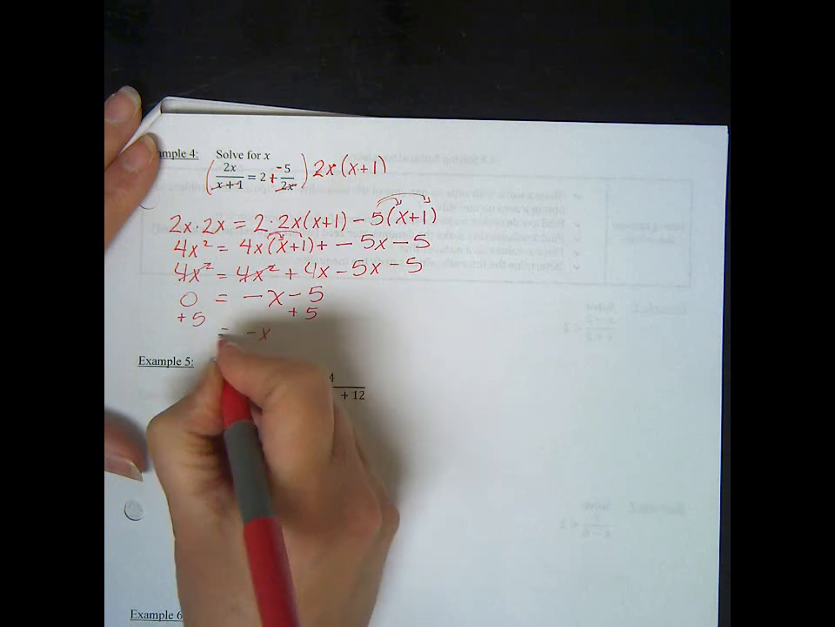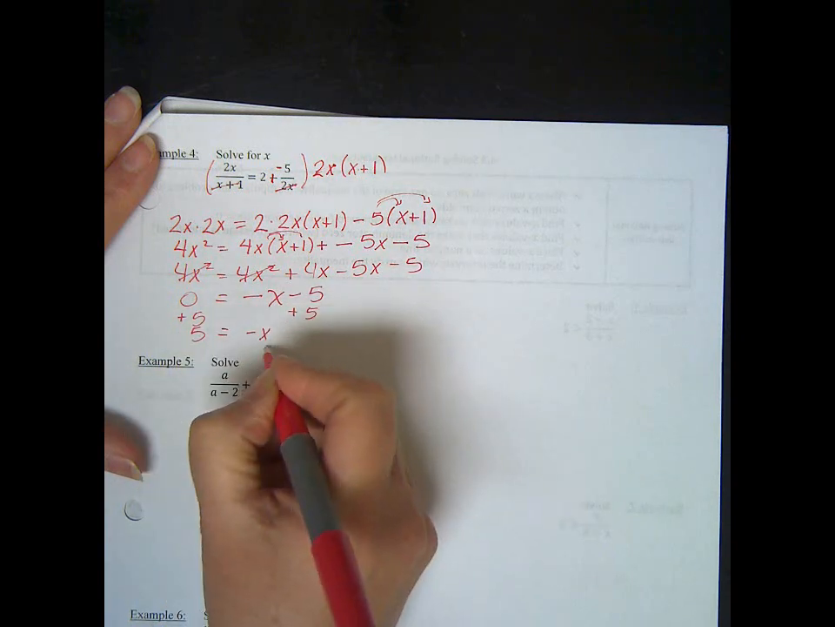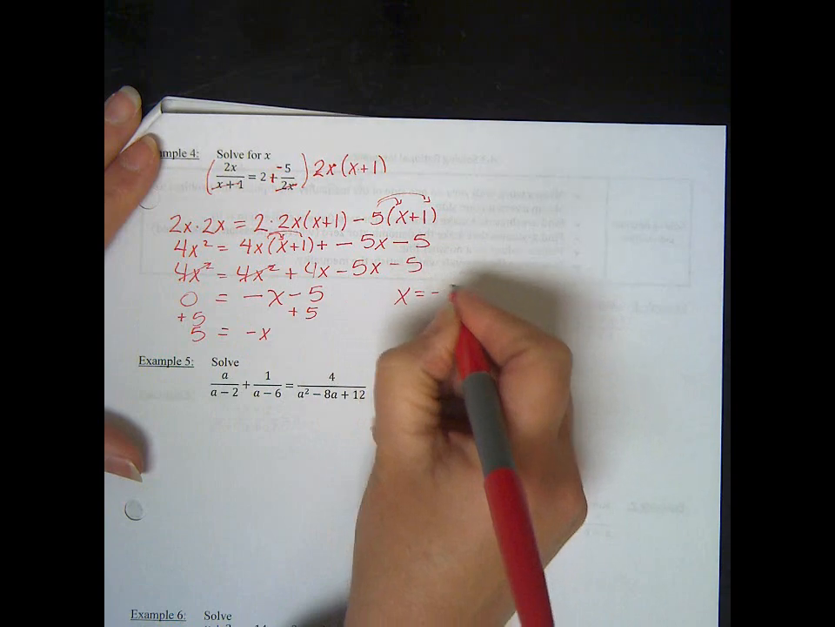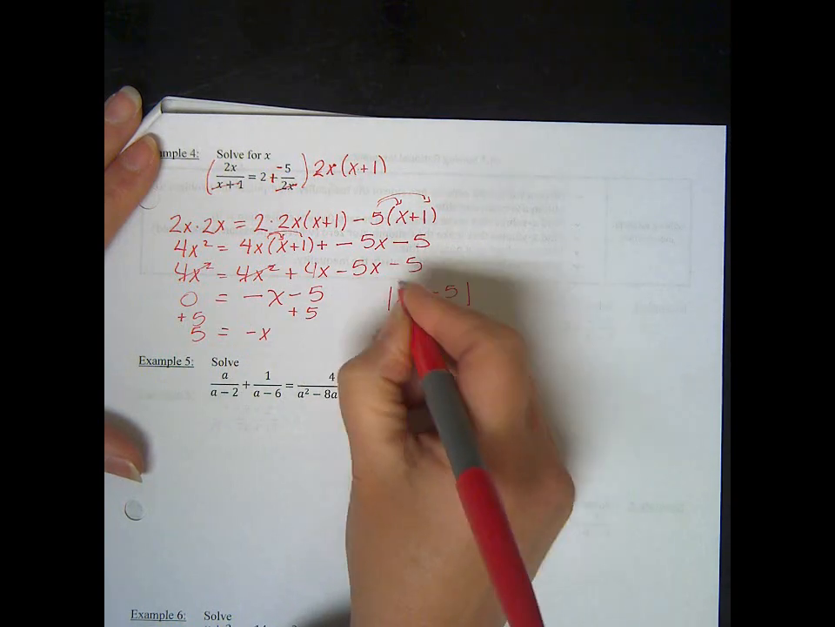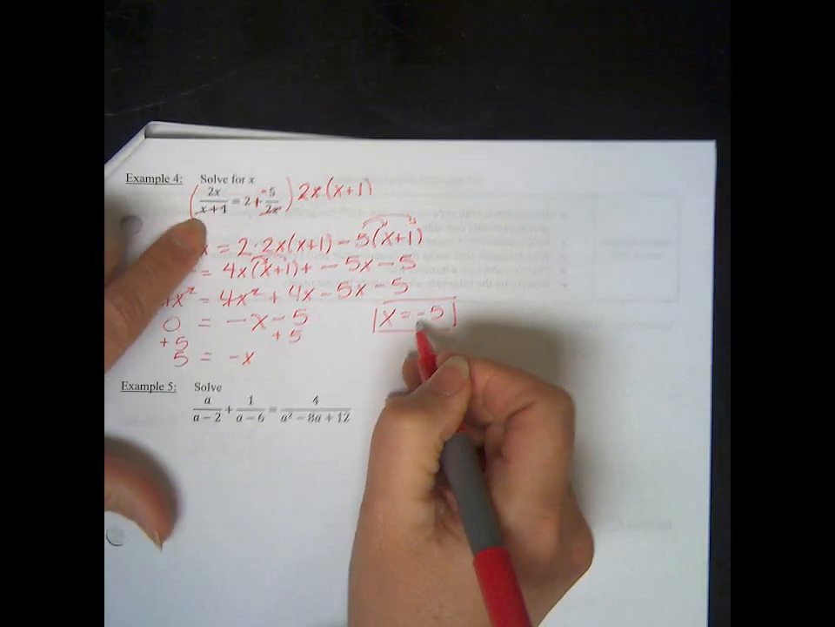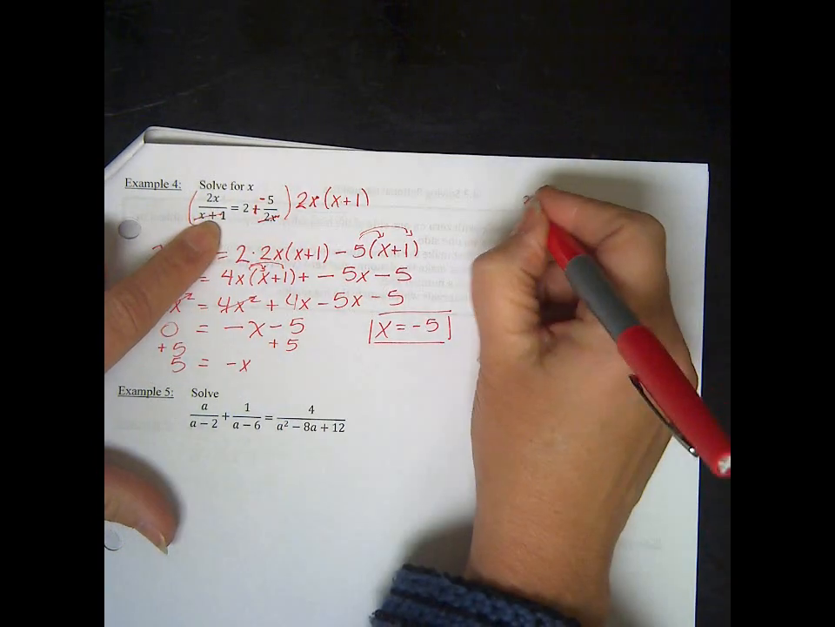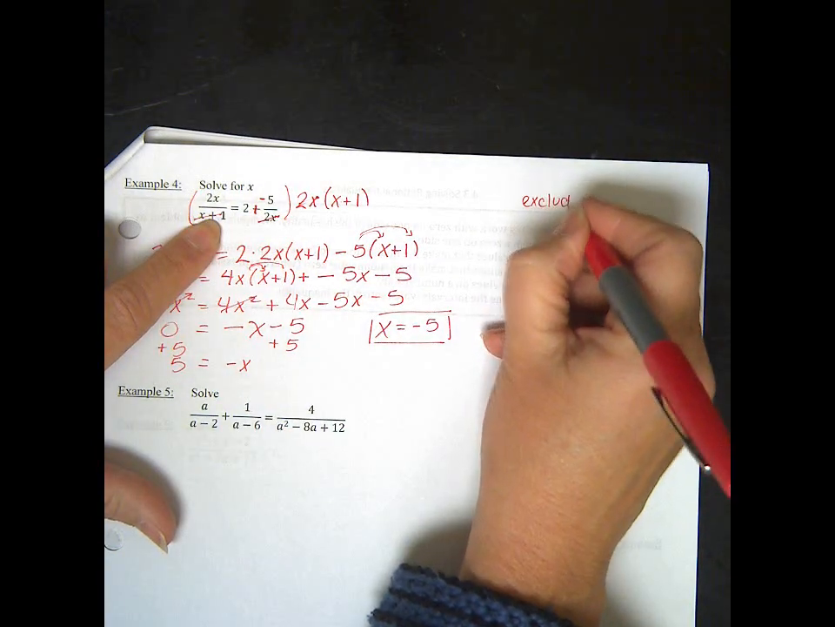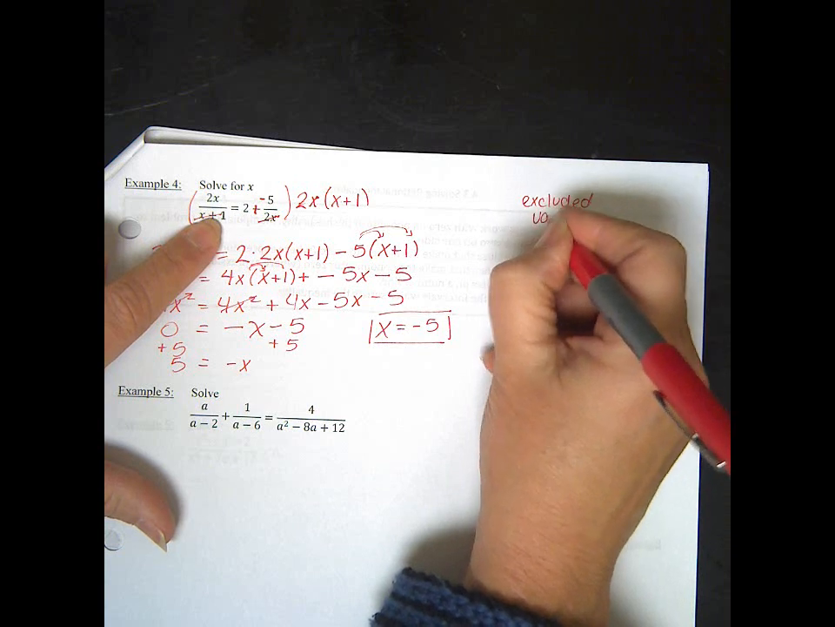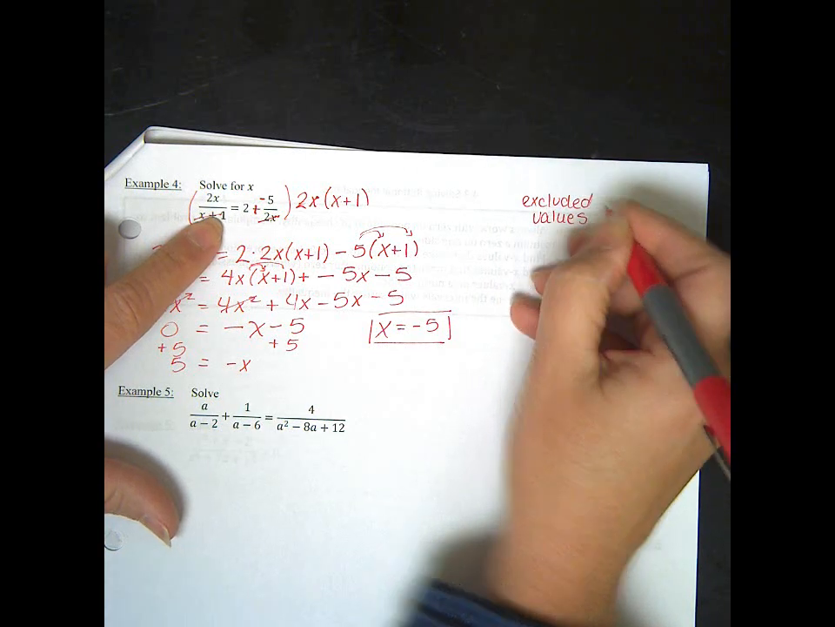Negative x equals 5, and divide by negative 1, so x is negative 5. Okay, let's go back and check and make sure it's not an extraneous solution. Our excluded values. And you may just be asked on a test, what are the excluded values?